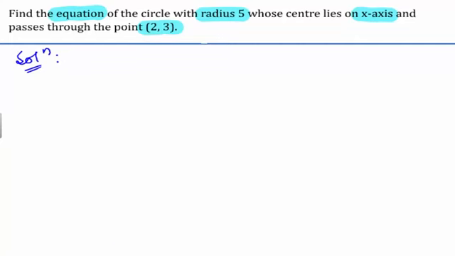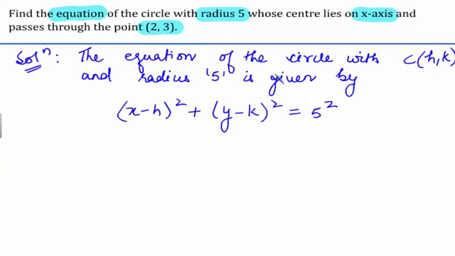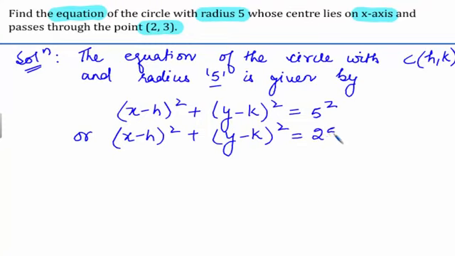Now we know that the equation of the circle with center having coordinates h and k and radius 5 is given by x minus h whole square plus y minus k whole square is equal to 5 square, or x minus h whole square plus y minus k whole square is equal to 25. Let us denote this by equation number 1.